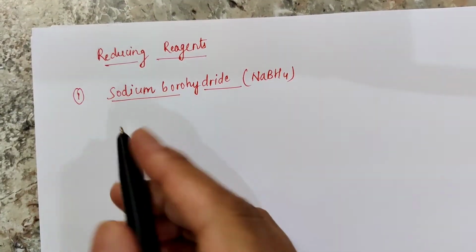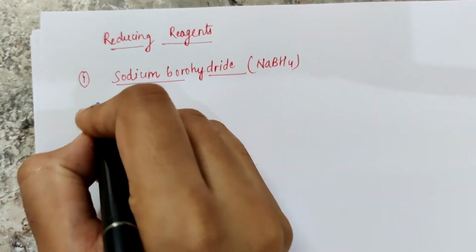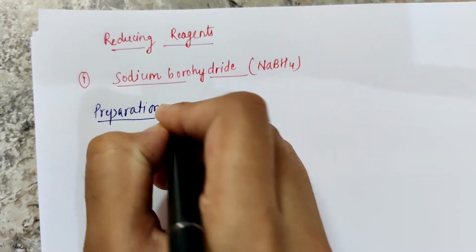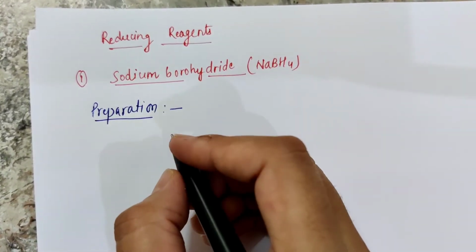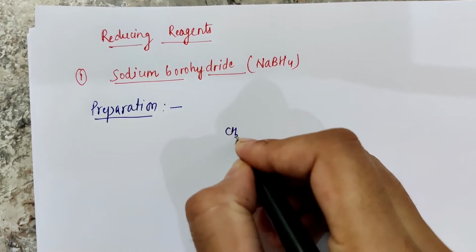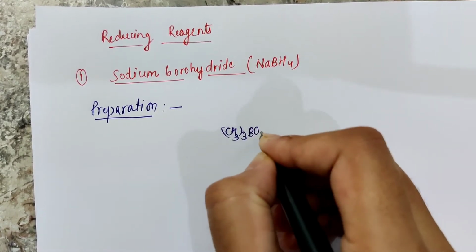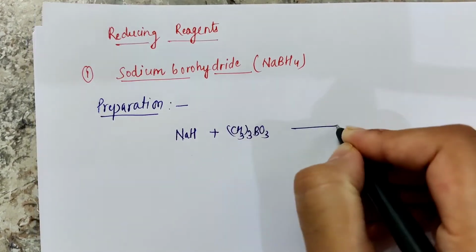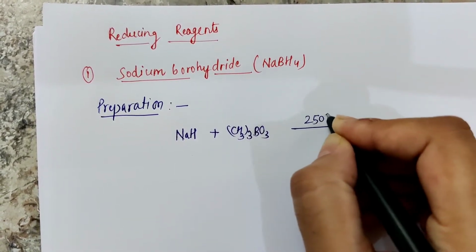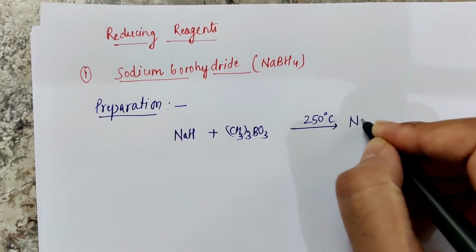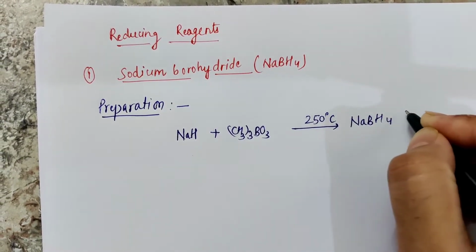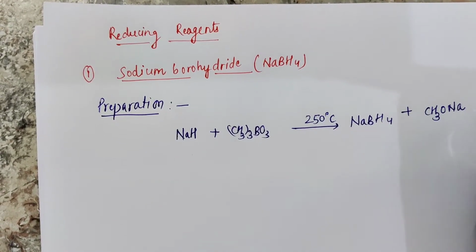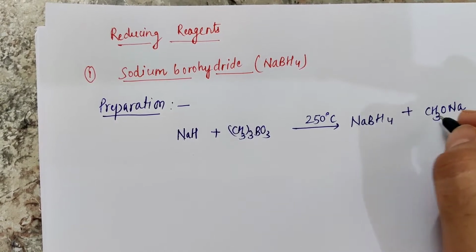So NaBH4 is prepared by reaction of methyl borate with sodium hydride at a high temperature, around 250 degrees Celsius. NaBH4 is formed along with sodium salt of methanol.